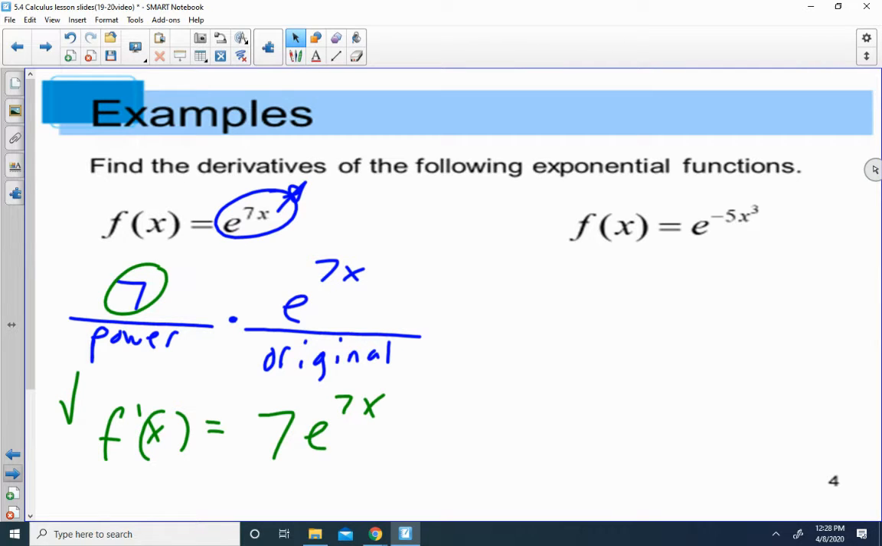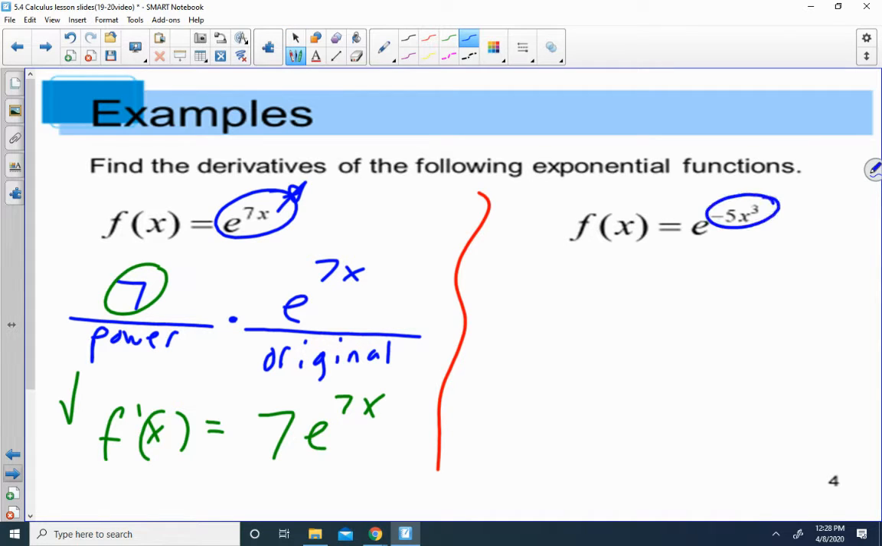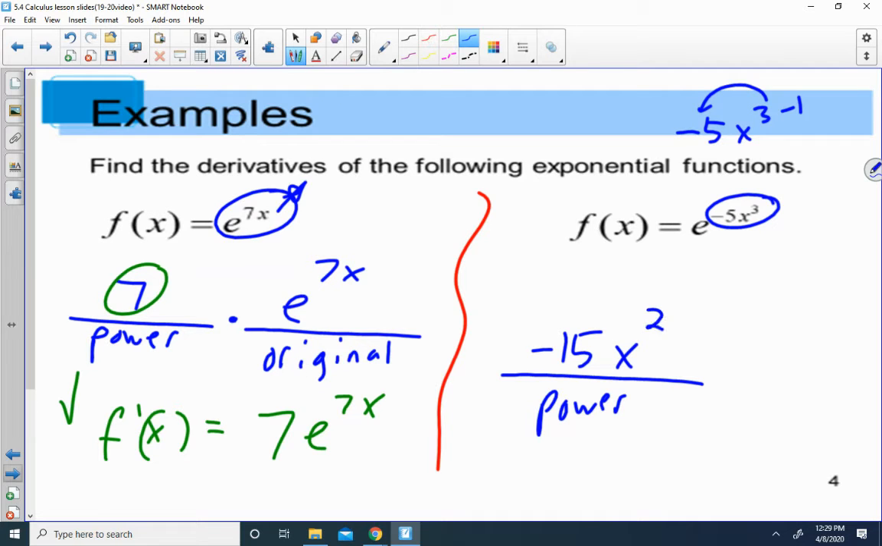Done. Second one, very similar to that. Anytime you have to derive e, first thing you want to do is look at the power. In this case, we'll derive the power. We have the power is negative 5x cubed. So multiply the 3 to the negative 5, and that's going to be negative 15. And then subtract 1 from the original power, which will give you x squared. So that's the derivative of the power.